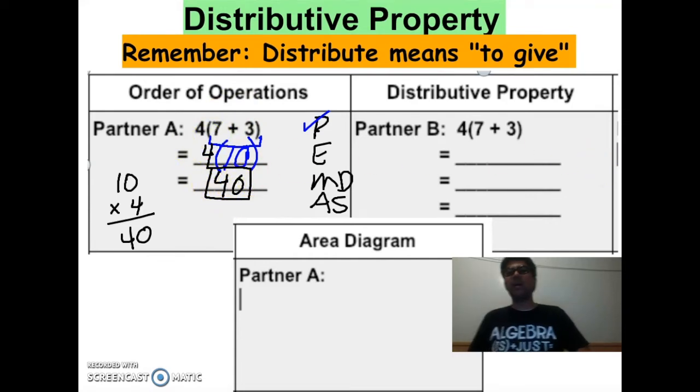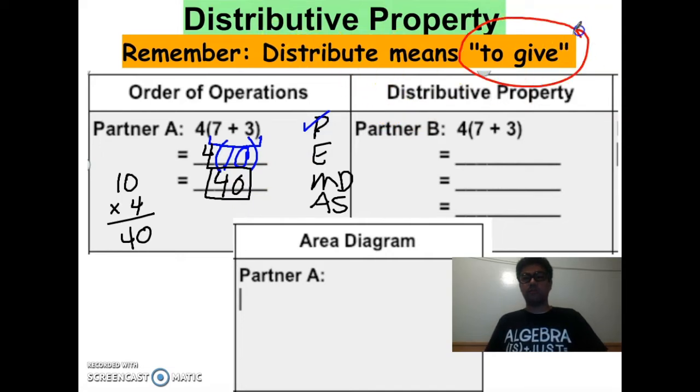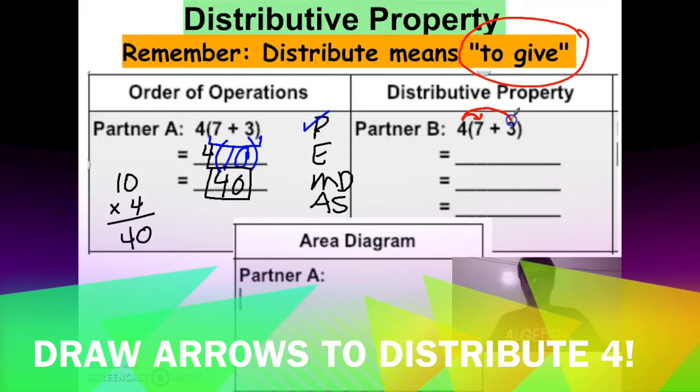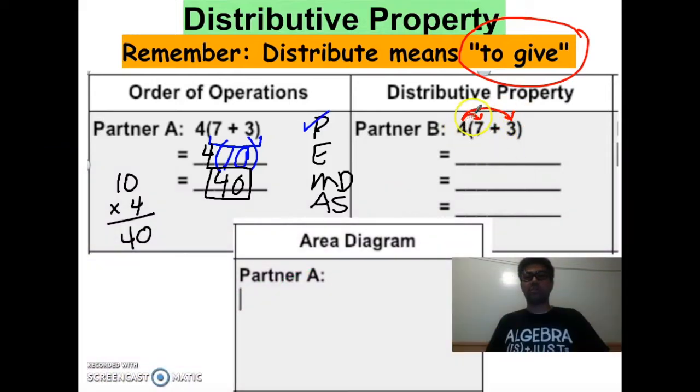Okay? But now, if we do the distributive property way, remember distribute means to give. Okay? So what we're really doing is we're distributing the 4 to the 7 and then the 4 to the 3. Alright, so now my favorite way to do the distributive property is to draw arrows from the 4 to the 7 and draw arrows from 4 to the 3. And the reason why we're doing this is to show you that we're distributing the 4 to the 7 and distributing the 4 to the 3.